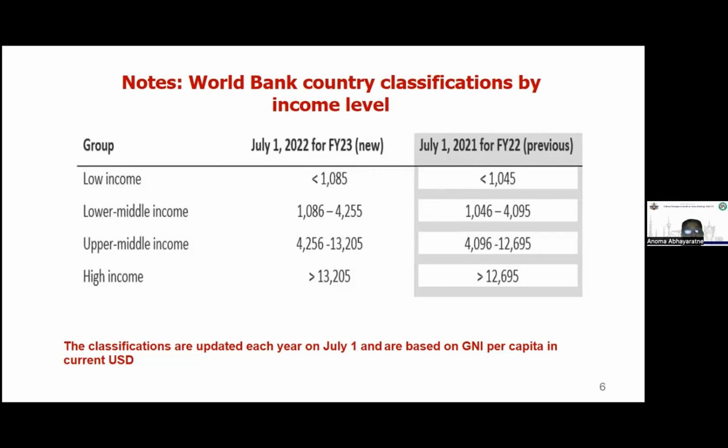Those countries in which average income is between 4,256 and 13,205 are upper middle income countries. Higher income countries are those with average incomes above 13,205. So you can see the variation of income even within Asia.